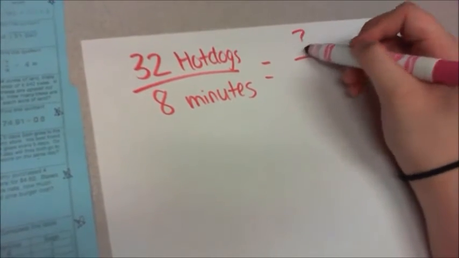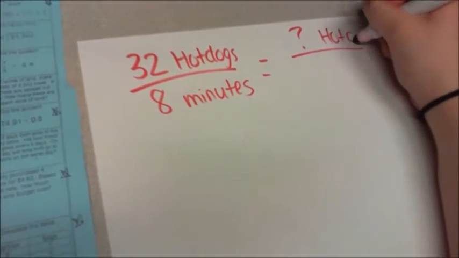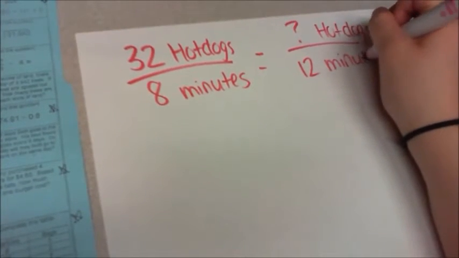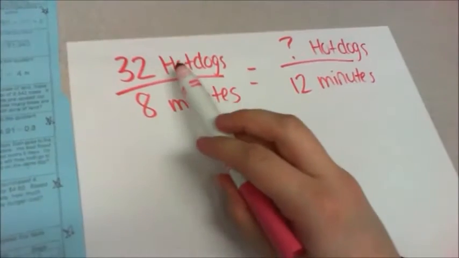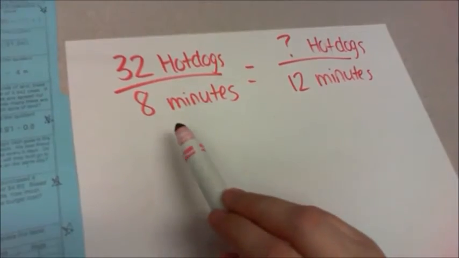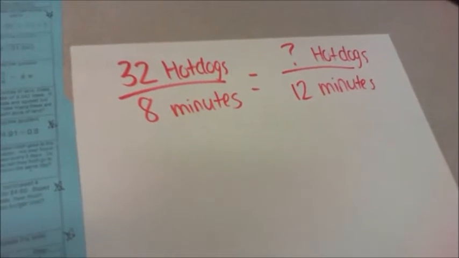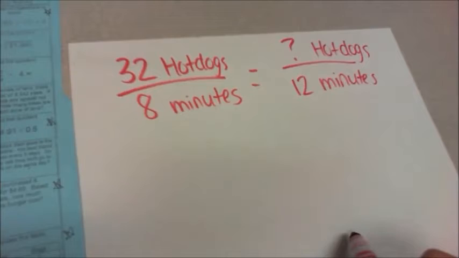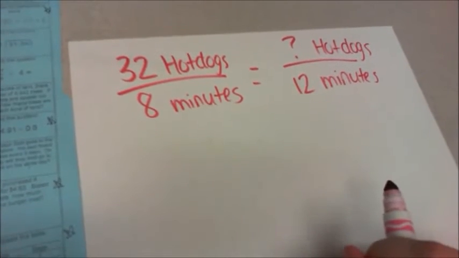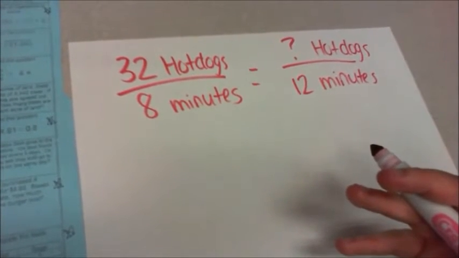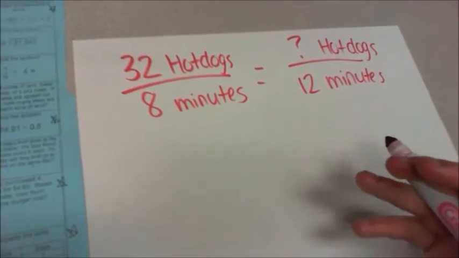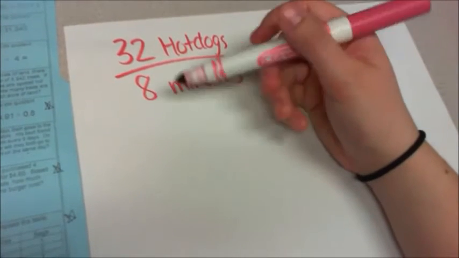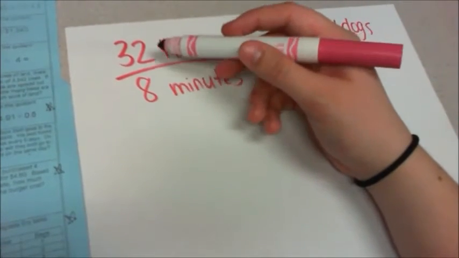So this time they want to know how many hot dogs for 12 minutes. Remember, we need to keep our units the same. If we put hot dogs on top here, hot dogs on top. Minutes on the bottom, minutes on the bottom. Well, we need to figure out how we go from 8 to 12. I don't think 8 goes into 12 evenly. If we want to find something evenly to make this easier for us, we need to look at the 32 and 8 first. I know that 8 can go into both of these numbers.